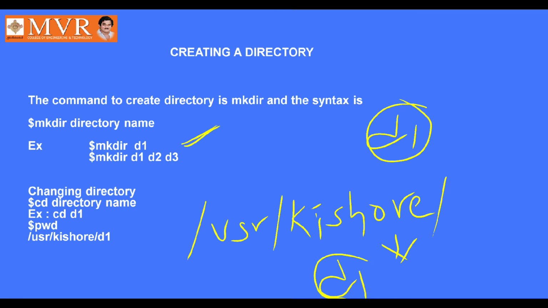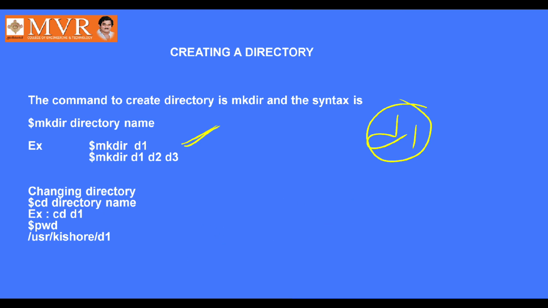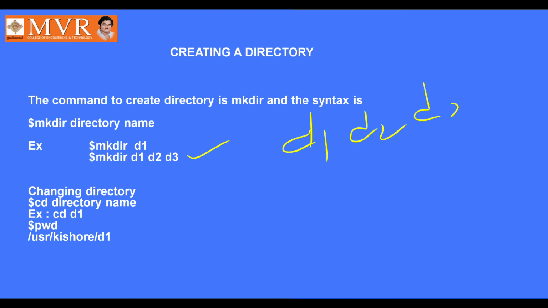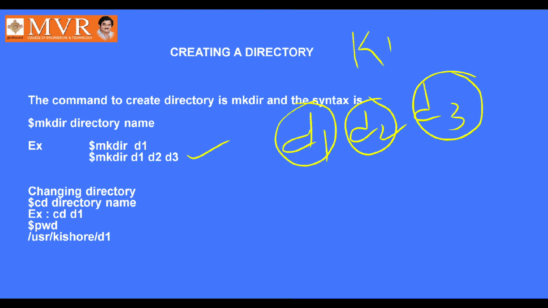Similarly, with the help of mkdir, you can create several directories at once. Whenever you type mkdir d1 d2 d3, that means three directories with the names d1, d2, d3 will be created under your home directory, in this case my name, Kishore. So now Kishore contains three directories d1, d2, d3. Fine.